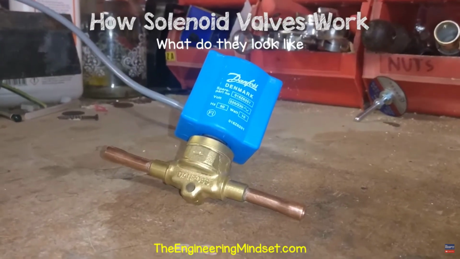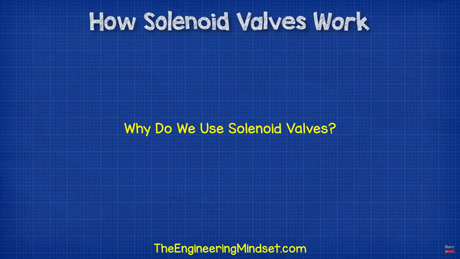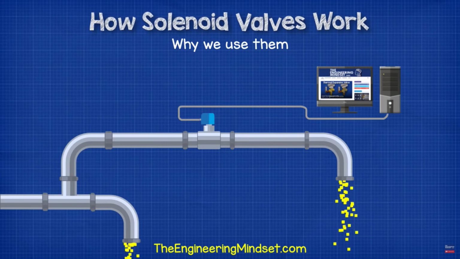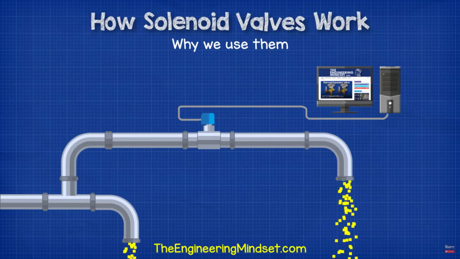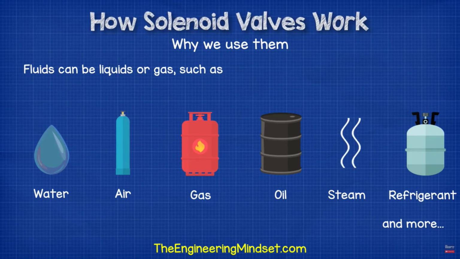Here's a small real-world solenoid valve. Now these valves do come in a variety of shapes and sizes. Why do we use solenoid valves? Well, these valves allow engineers to autonomously and remotely control the flow of fluid within a system. This fluid can be a liquid or a gas, for example water, air, natural gas, oil, steam, refrigerant, etc. The list goes on and on.